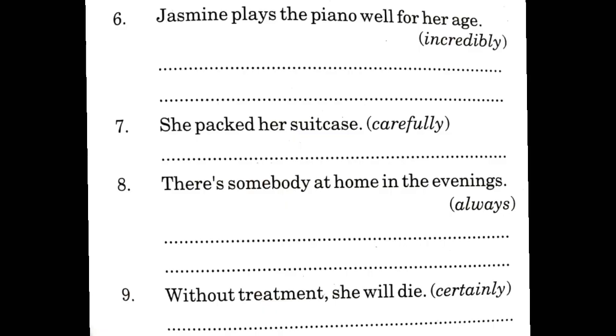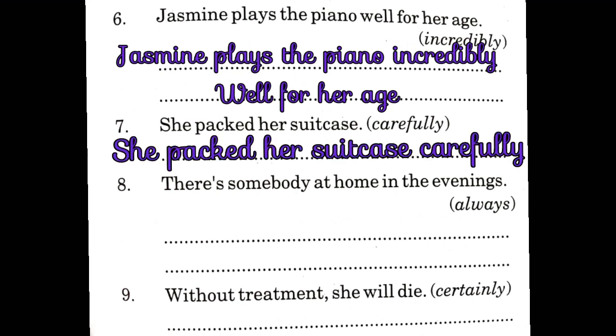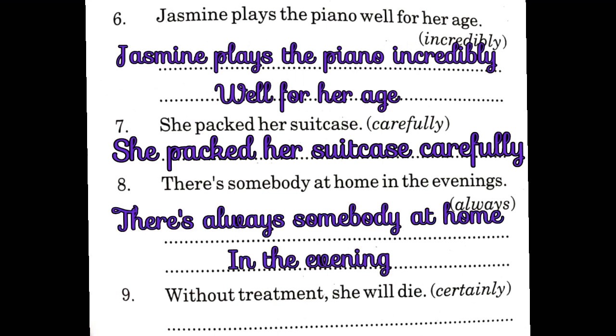Sixth, Jasmine plays the piano well for her age, and the adverb to be filled is incredibly. So it will come before another adverb, and the another adverb is well. So the answer will be Jasmine plays the piano incredibly well for her age. Seventh, she packed her suitcase. Again adverb of manner. So she packed her suitcase carefully. Eighth, there is somebody at home in the evenings, and the adverb is always. So the sentence is there is always somebody at home in the evening.